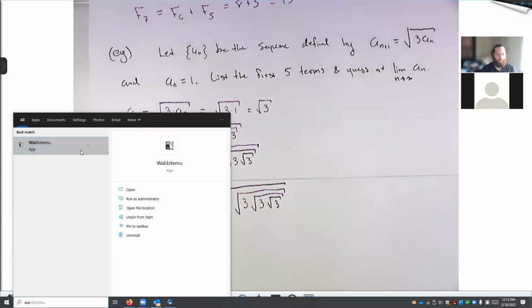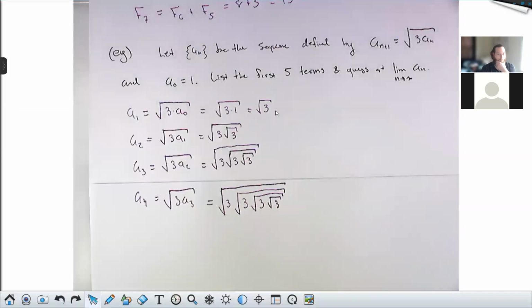Now, just for fun, we said we wanted to guess at the limit. This is a case where I can actually show you what the limit is conclusively. But we'll look at a few terms here. And then I have a funny story around this one.